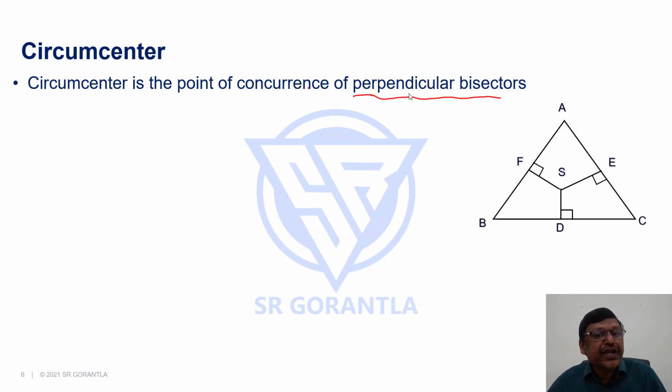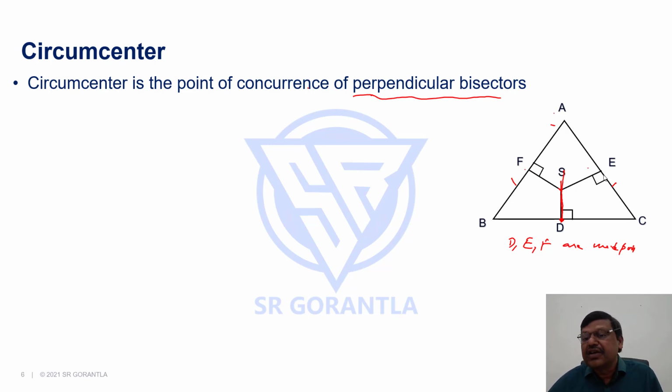What do you mean by perpendicular bisectors? Suppose I take D, E, F as the midpoints, and from D I draw a perpendicular. You may have a doubt: will it go through the opposite vertex? May or may not. If the other two sides are equal, it will go through the opposite vertex, otherwise it may not be.